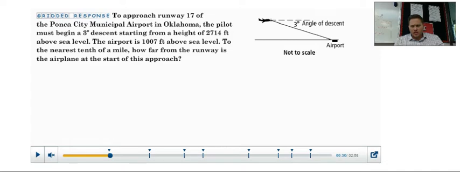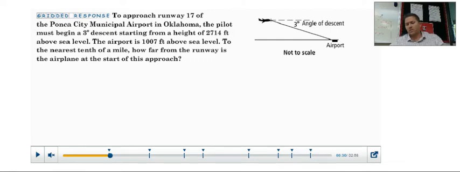So we see, here's the plane, he's got to begin a 3-degree descent, starting from the height of 2,014 feet, so that's how far he is above sea level. The airport is 1,007 feet above sea level. To the nearest tenth of a mile, how far away is the runway from the airport at the start of the approach?